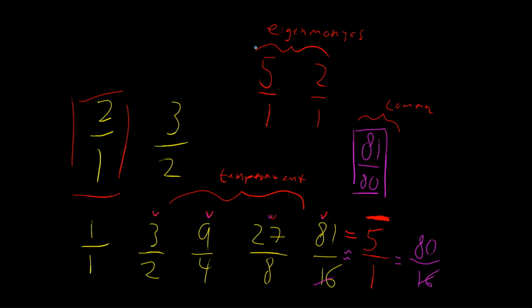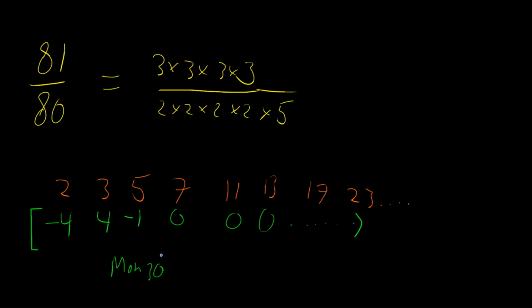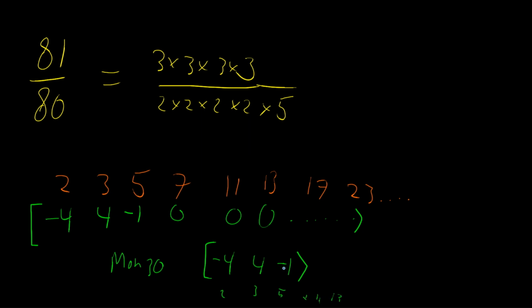Now it's not to be confused with the Eigenmonzos. They're the ratios that don't change. This is a Monzo representation of this number here. So let me simplify it. I'll remove these zeros. The Monzo is negative 4, 4, negative 1. And we draw it like this. And all it's simply telling us is if we take each column, this is the 2's column, this is the 3's column, this is the 5's column, and then we don't have any 7's or 11's or 13's or anything.